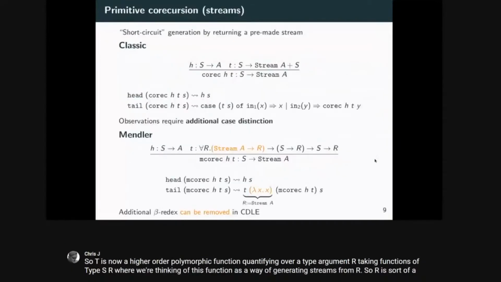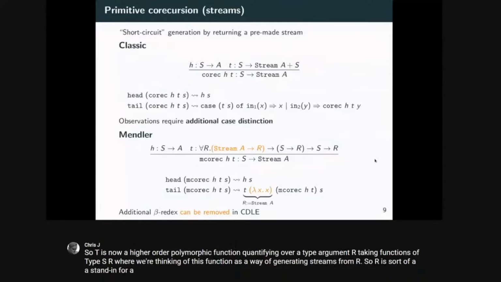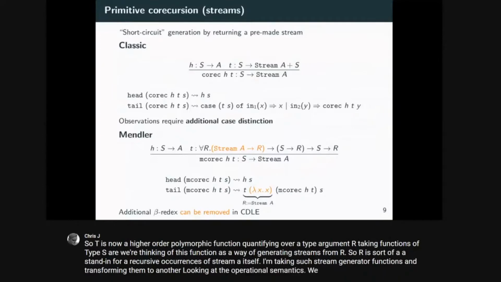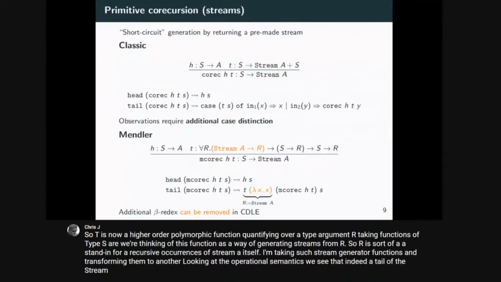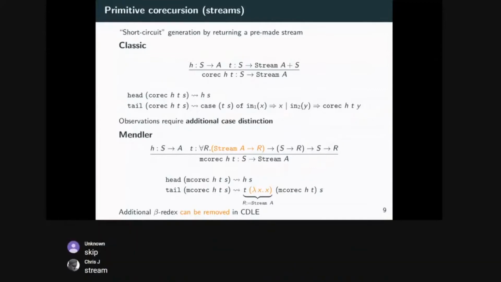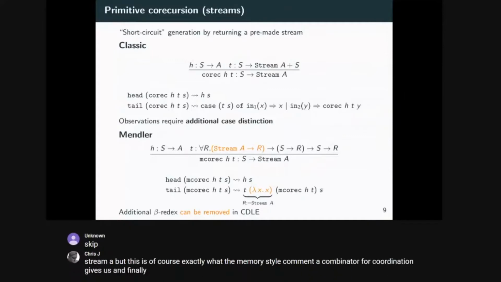To look at how the Mendler-style formulation helps to avoid the buildup of intermediate structures, let's take a look at the slightly more complex scheme, the primitive co-recursion scheme. The idea behind the scheme is that you want to short-circuit the generation of co-data by returning some pre-made values. So in the case of streams, we might be generating, say, the first 100 elements of the stream, and then decide that the rest of the stream can be given by a stream that was already created.